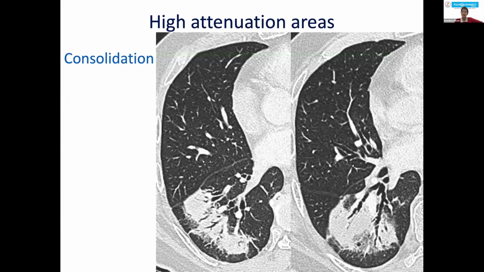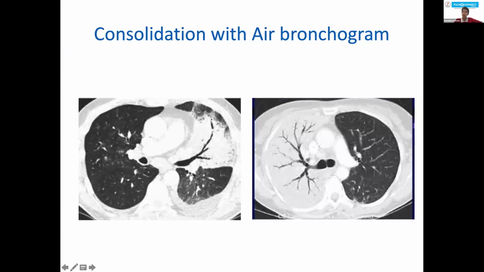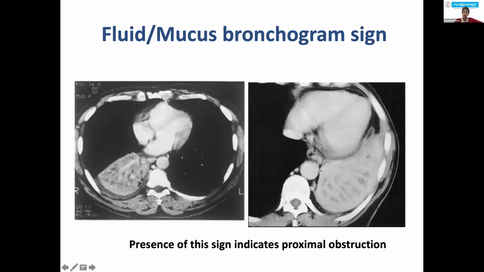Amongst the other simpler higher attenuation areas, you have the consolidation. So when GGO is so dark that the background lung vessels are obscured, you start calling it consolidation. When you talk of consolidation, always remember to talk about air bronchogram. So when you see this branching air bronchogram, you know it's a consolidation with air bronchogram and patent proximal bronchi. Often you do not see the air bronchogram, but you see fluid bronchogram, also known as mucus bronchogram. That means the lung parenchyma is not well aerated. There is definitely some proximal obstruction to the airways, and we should be actively looking for that proximal obstruction.